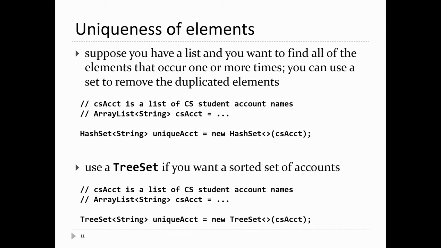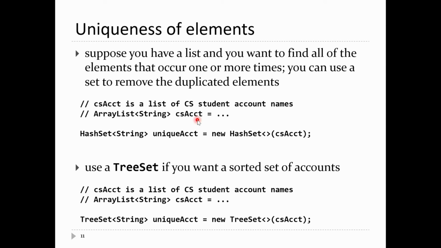Okay, so imagine you have a list of computing science student account names, CS accounts. So basically these would be your usernames. I've got a list of all the usernames of students in the class, and I want to make sure that the usernames are all unique. So how would I solve this if I only had a list? Well, I'd have to iterate over the list looking for duplicated elements. In fact, you'd need a nested loop to find the duplicated elements. That's O(n squared) if you solve that problem with a list.